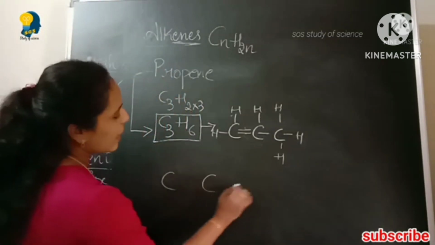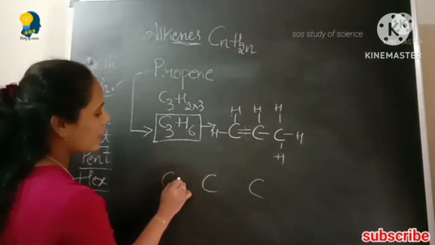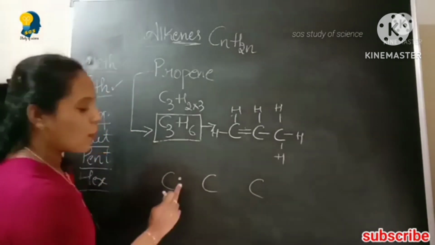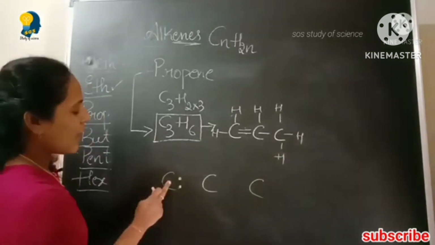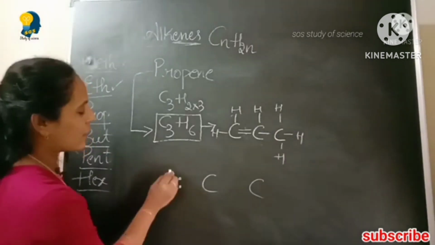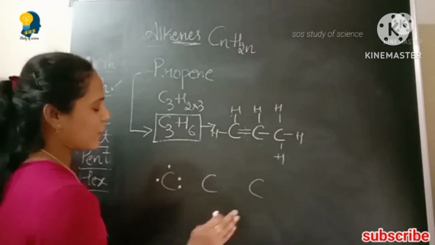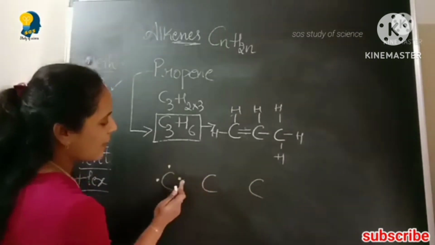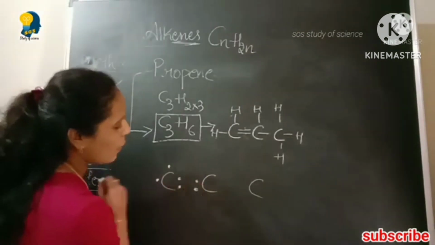So there are 3 carbon atoms, correct? We have to create a double bond between any 2 carbon atoms. As a result, I am sharing 2 electrons towards the opposite carbon. This carbon atom is done with 2 valence electrons. Remaining is 3 and 4. Each carbon has 4 valence electrons. So this carbon, as it is sharing 2, also has to share 2 to create the covalent bond.